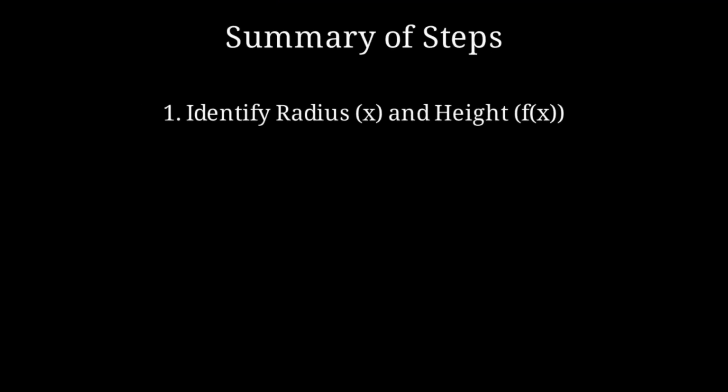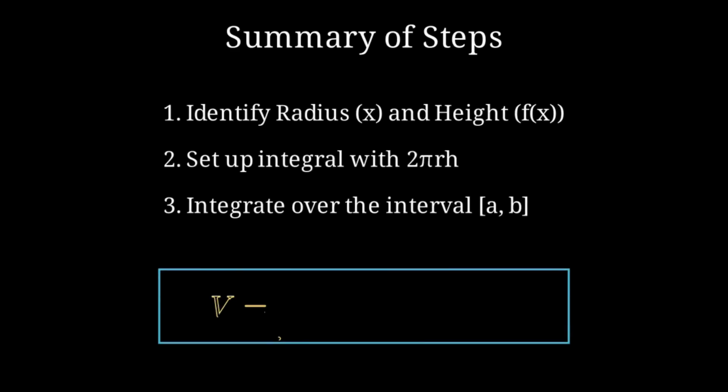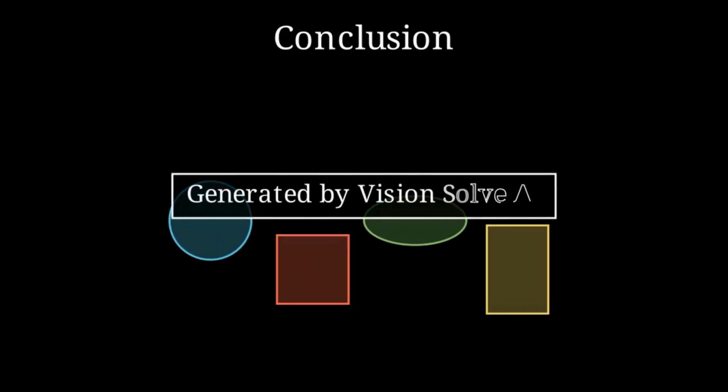In summary, to use the shell method, identify your radius and height, set up the integral using the circumference, height, thickness logic, and integrate over your horizontal bounds. This method is a powerful tool for complex rotations. Mastering the cylindrical shells method allows you to solve volume problems that might be difficult with other techniques.